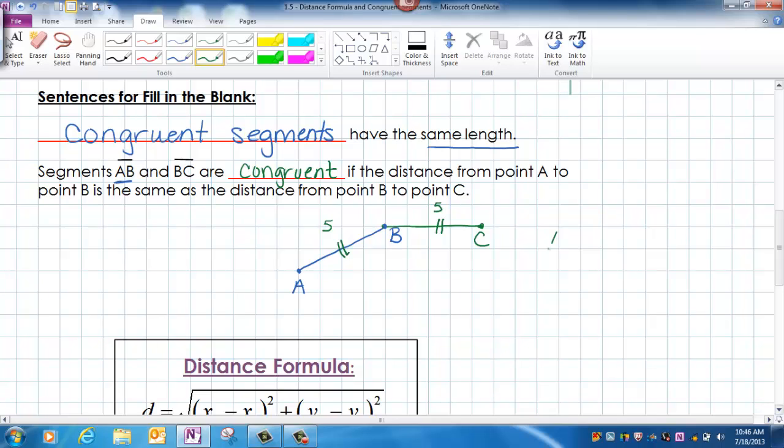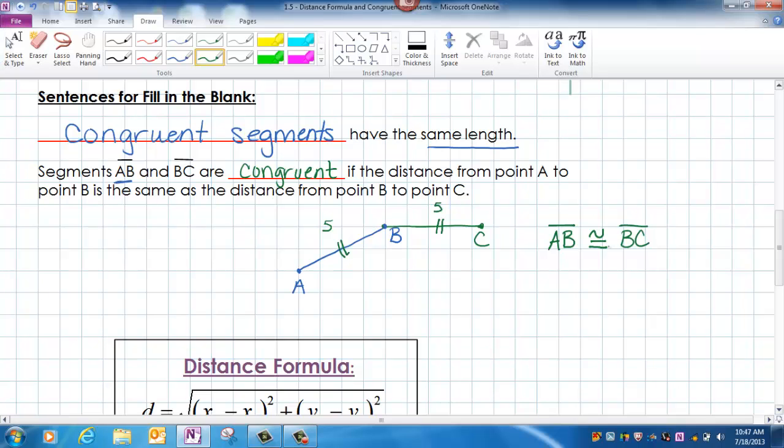To write it out, you would say AB, that segment, is congruent to BC, and the symbol that goes in between the two segments looks like that. So that says that segment AB is congruent to segment BC.